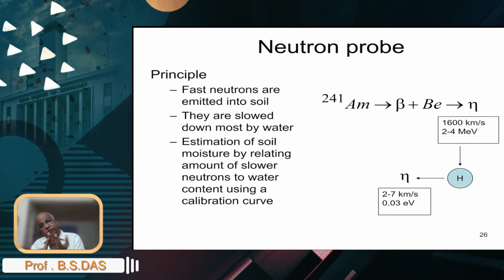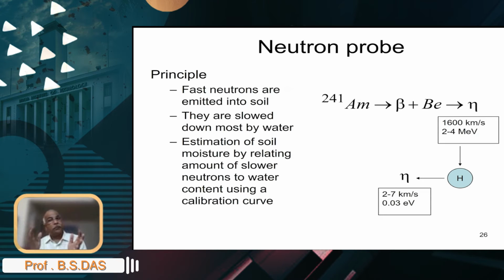Now, in addition to hydrogen, there are other atoms such as carbon, cadmium, and chlorine that are also able to thermalize the fast neutrons, but because their number in the soil is relatively less, you could say that mostly it is the hydrogen atom present in the water molecule that is responsible for thermalizing the neutrons.